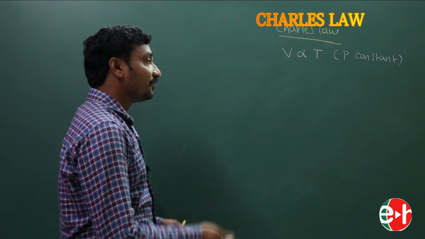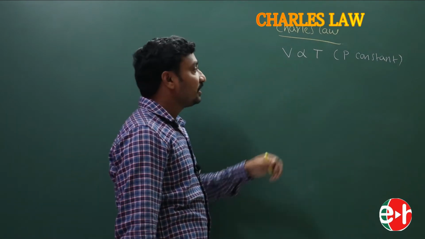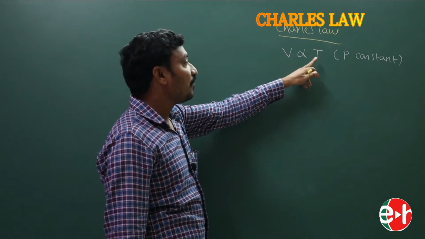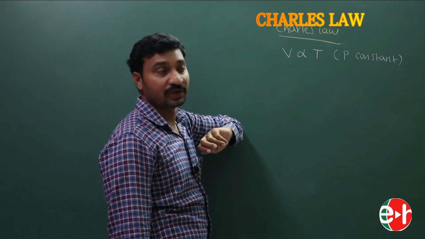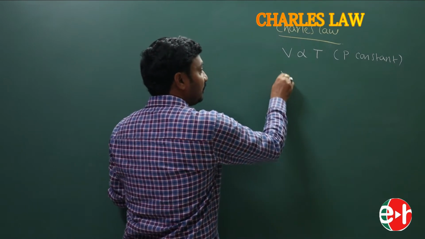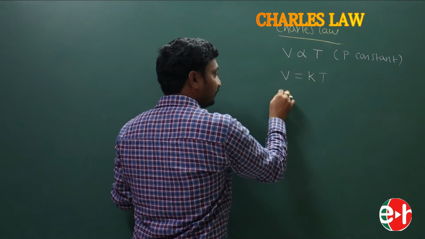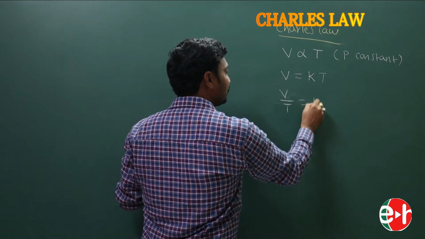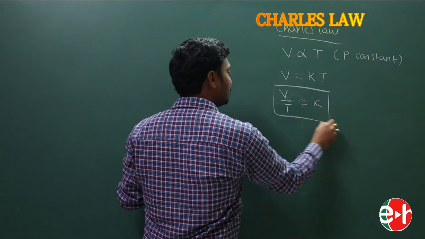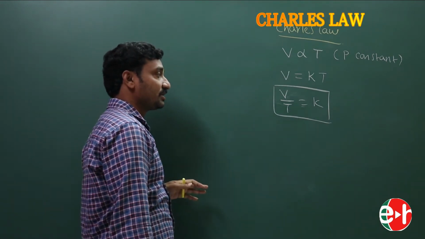That means if temperature increases, volume increases. Temperature decreases, volume decreases. Now remove proportional, put constant. V is equal to kT, V by T is equal to constant. This is Charles law. Volume by temperature is equal to constant.